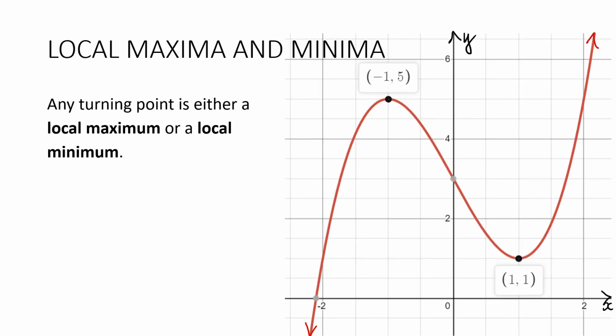Now any turning point is either a local maximum or a local minimum. And we can see two turning points here. Here we have a local maximum. That just means it's like a hill, for example. So either side of it is going to be lower. So that's a local max. Here's a local minimum. So it's a bit like a valley. Either side is higher.